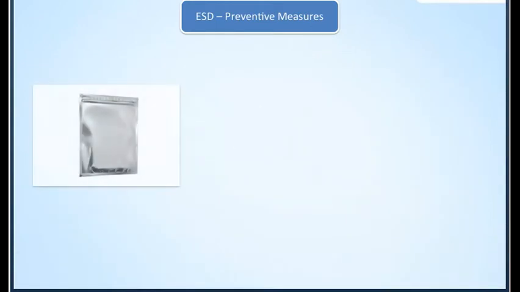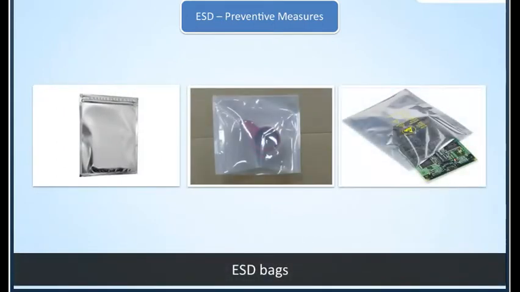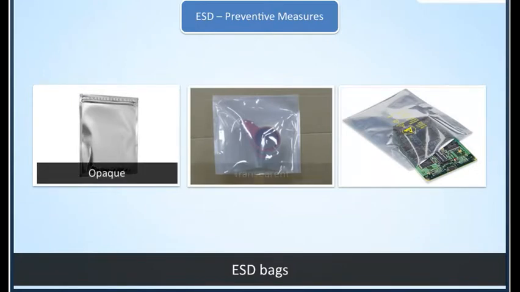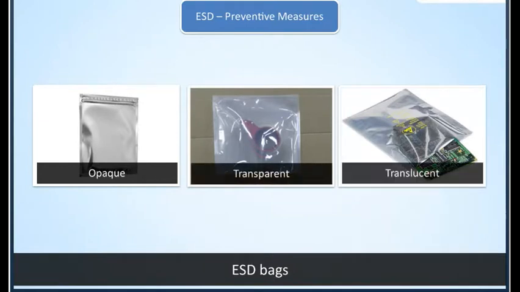Use electrostatic bags for the storage of ESD-sensitive components and spares. ESD bags come in the following variety: opaque, transparent, and translucent. Opaque bags provide insulation and a static-free surface. But these bags are nowadays not used because identification of the device inside them is not convenient.